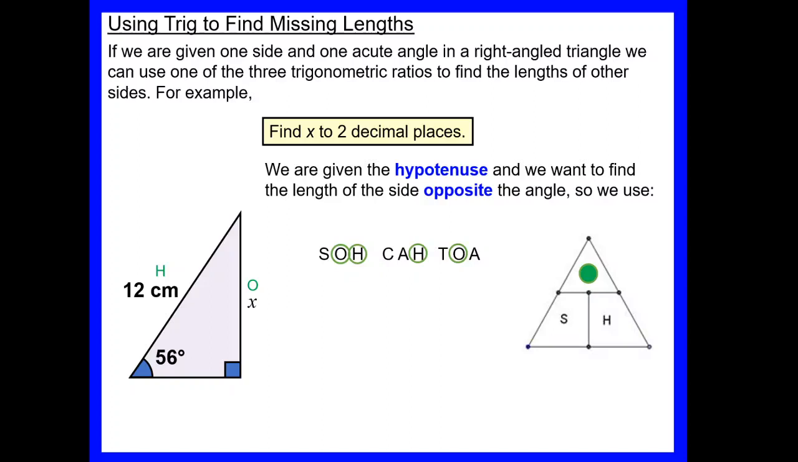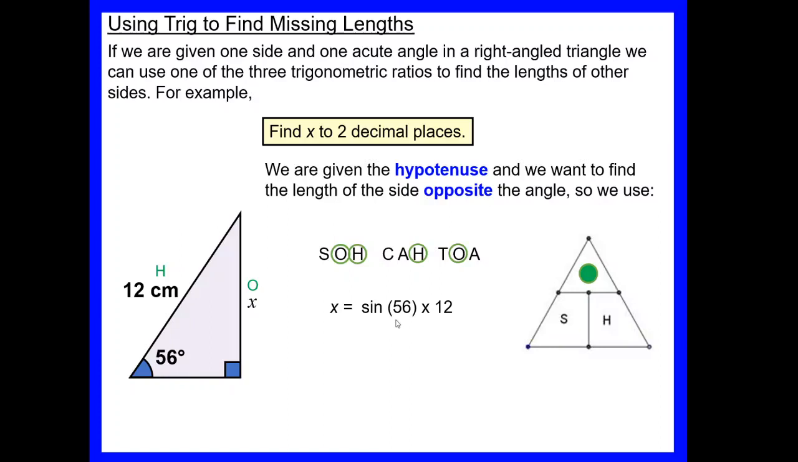We cover the thing we want to find and we look to see what we're left with. So we're left with sine theta next to hypotenuse. So S next to H means we're going to multiply them, and we're going to multiply the sine of the angle with the hypotenuse to find X. So we write that down. So X, the thing we want to find, is equal to the sine of the angle. Remember, our ratio must have an angle, and our angle was 56.